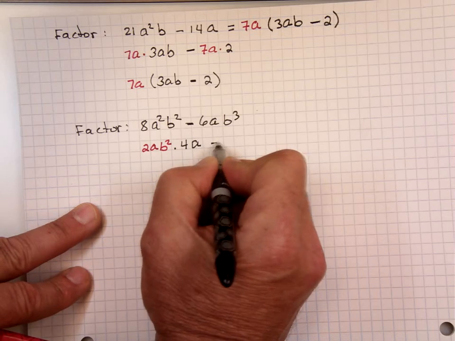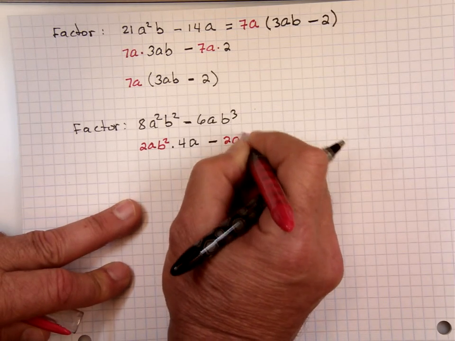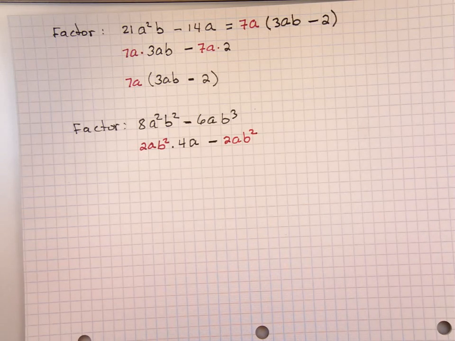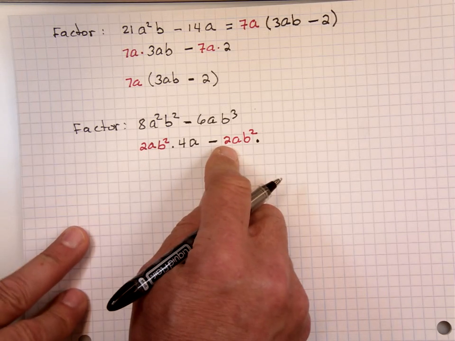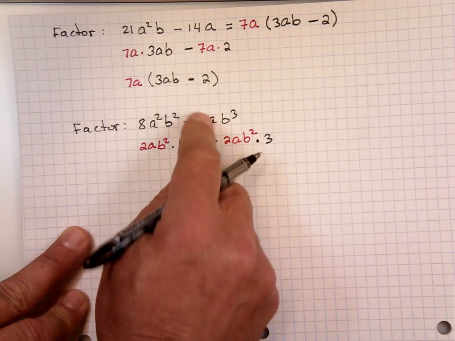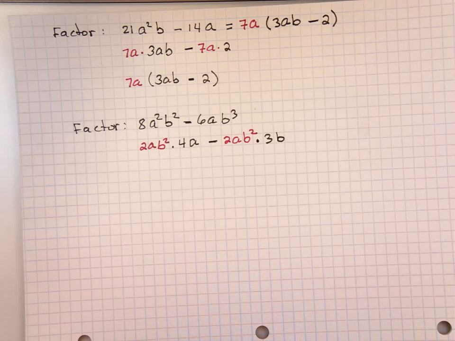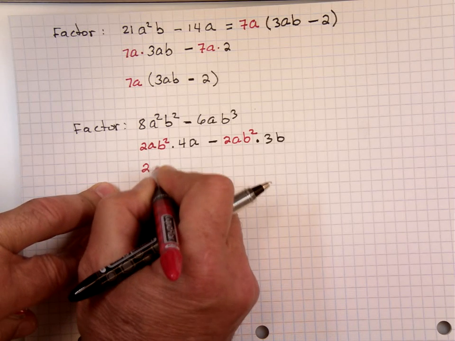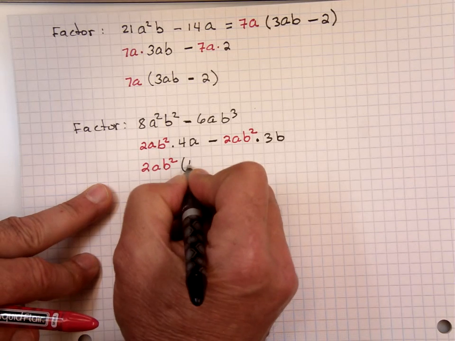Minus, again, this step is really optional. Soon enough, you become good at it. You can bypass step number 2 and go to step number 3. 2 times what will make it 6? That's a 3. I took the a out. There's no more a's. I took 2 of the b's out. That means there's 1 b left. So my answer is going to be 2ab squared, that's common to both, times 4a minus 3b.